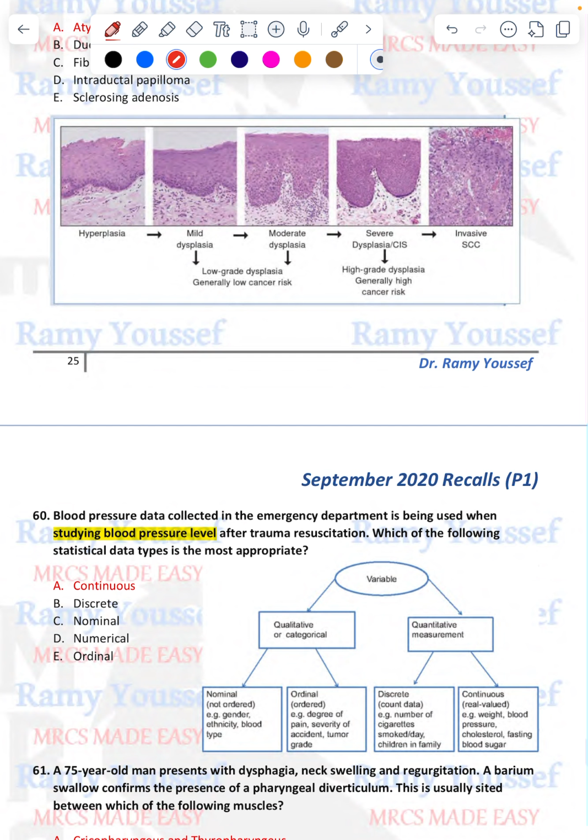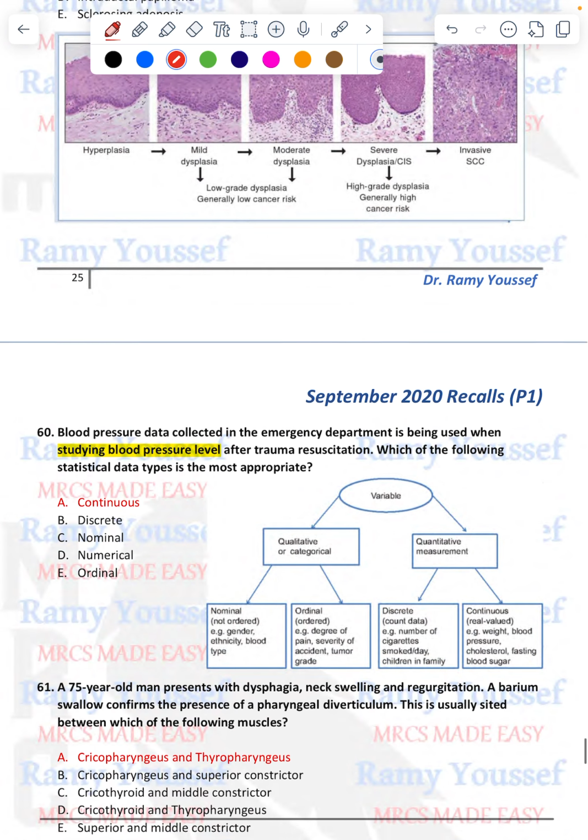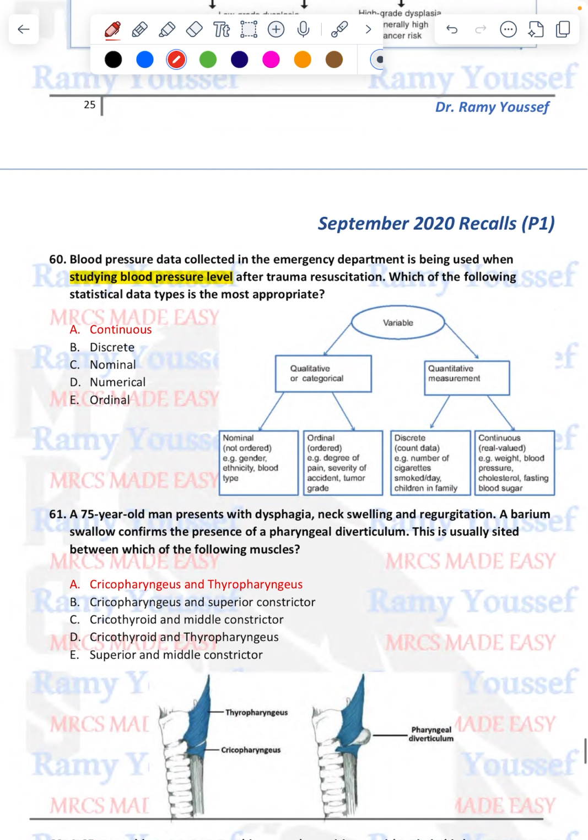A 75-year-old man presents with dysphagia, neck swelling and regurgitation. There is difficulty in swallowing, neck swelling, regurgitation, presence of a pharyngeal diverticulum. This is usually situated between the inferior constrictor, the cricopharynx and the thyropharynx.